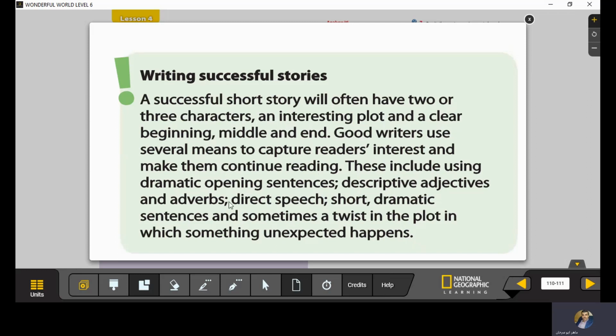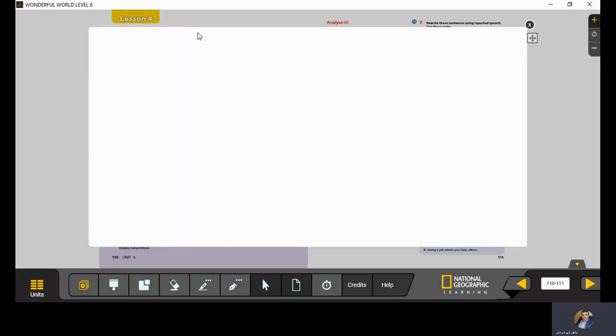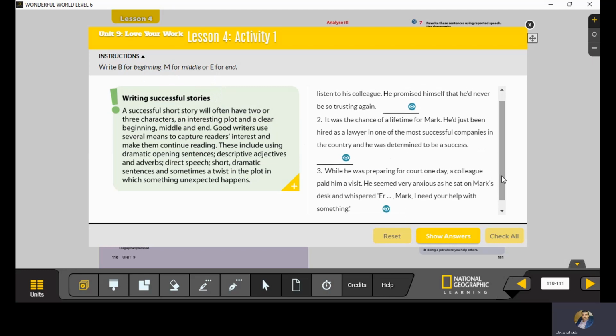I want you to read them again and make sure you understand them very well. Now, let me give you an exercise. Exercise number 1. We have a story here. I want you to look at this story. It's a short story. I want you to decide which one of these is the beginning of the story, which one is the middle, which one is the end. So you may pause the video, read the story, then come back and let's check the answers together. Okay? You can pause the video now and come back later.